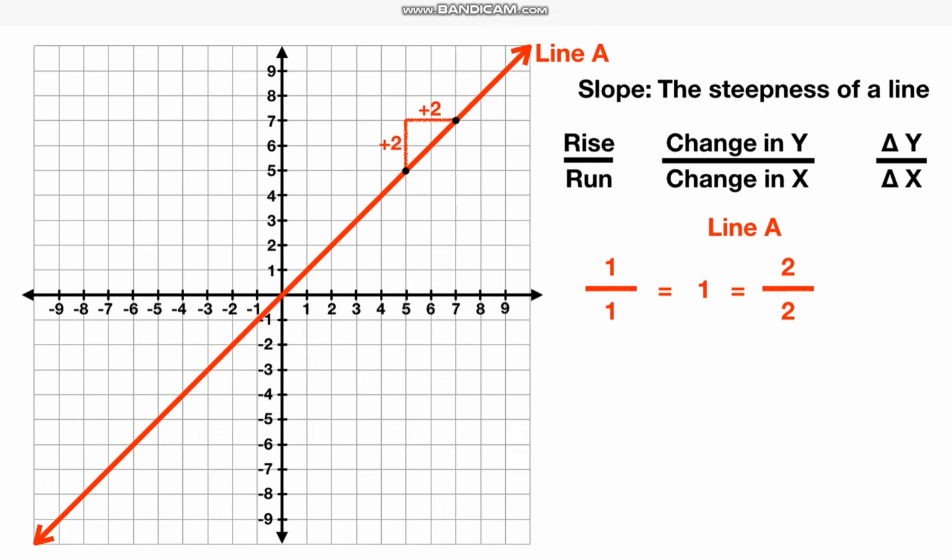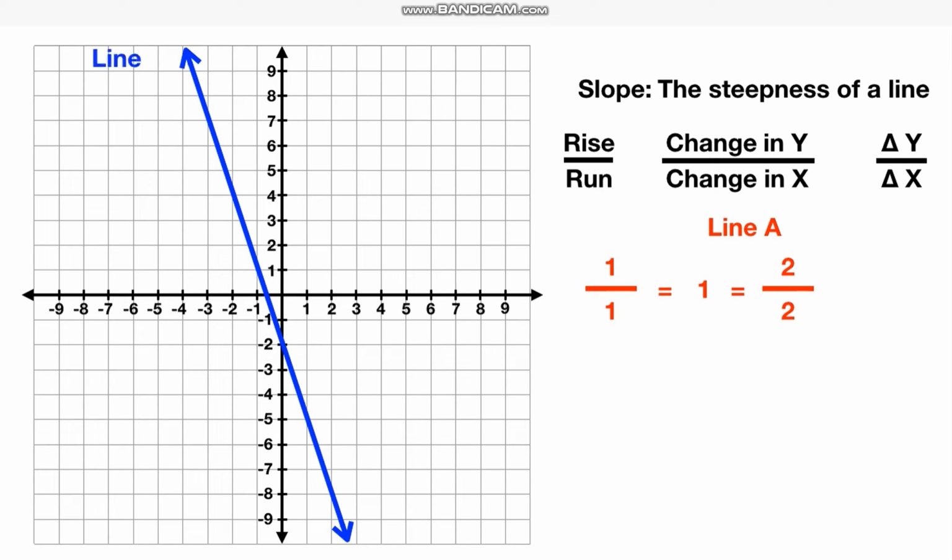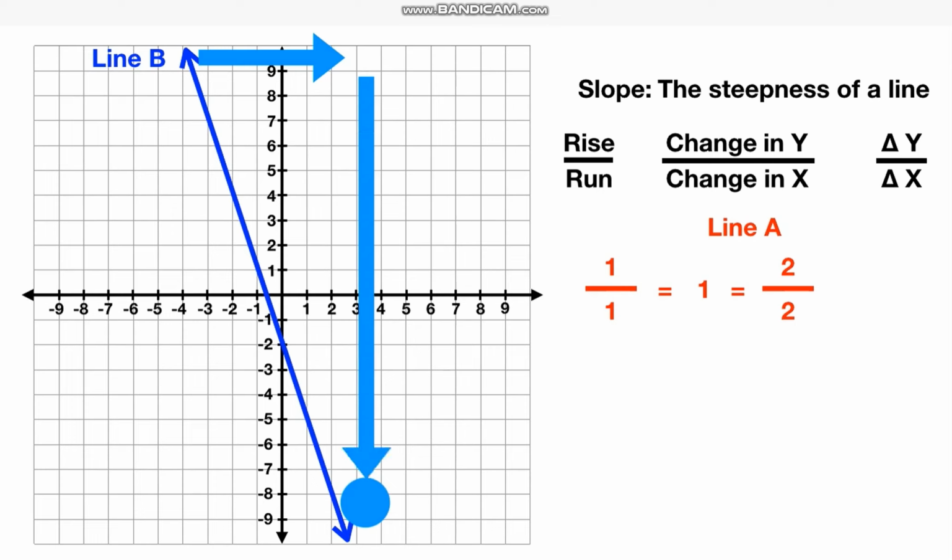Now you can do this process for any type of line. Let's look at another line and call it line B. Again, let's start by looking at this visually. If you were to put a ball onto this line and roll it from left to right, you can see this time the ball is actually rolling downhill. So unlike the last problem, this line is going to have a negative slope because it moves downhill from left to right. Now let's go ahead and calculate the slope of line B.